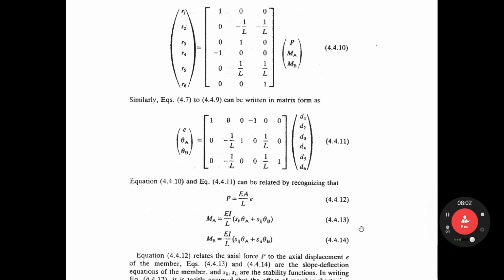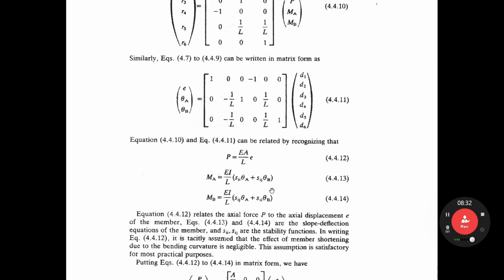And then you know the relationship P, the axial force, equals EA over L times e. So what is e over L? That is epsilon, strain. So E epsilon means stress. Stress times area is P. That is the relationship.